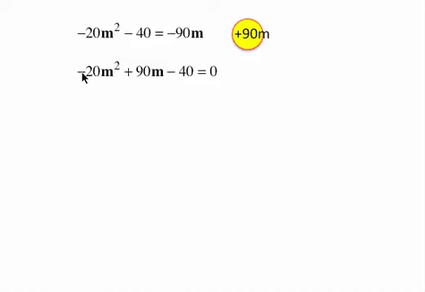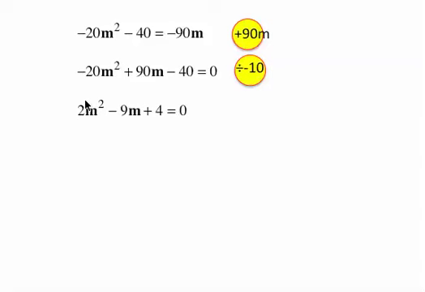I'm going to divide by negative to make my first term, my a term, positive. So divide everything by negative 10, and that gives me 2m squared minus 9m plus 4 equals 0. Now there's no common factor other than 10, and I got rid of it. There's nothing that goes into 2, into 9, into 4.